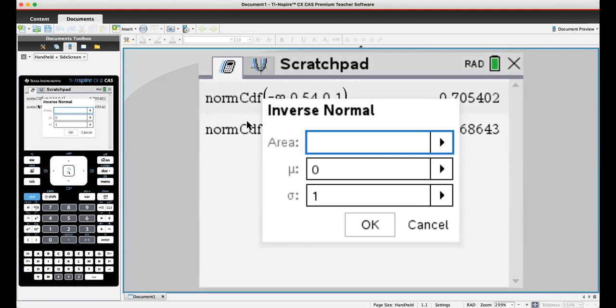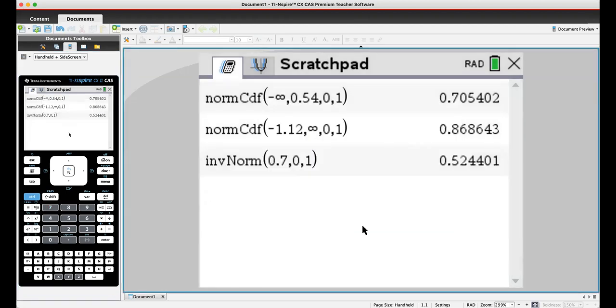And the area, listen closely, okay? The area is always everything to the left. So I'm not going to put in 30%. I'm going to put in 0.7 because that is the area to the left. Mu and sigma are still 0 and 1. So I'm going to hit enter, and 0.524 there.